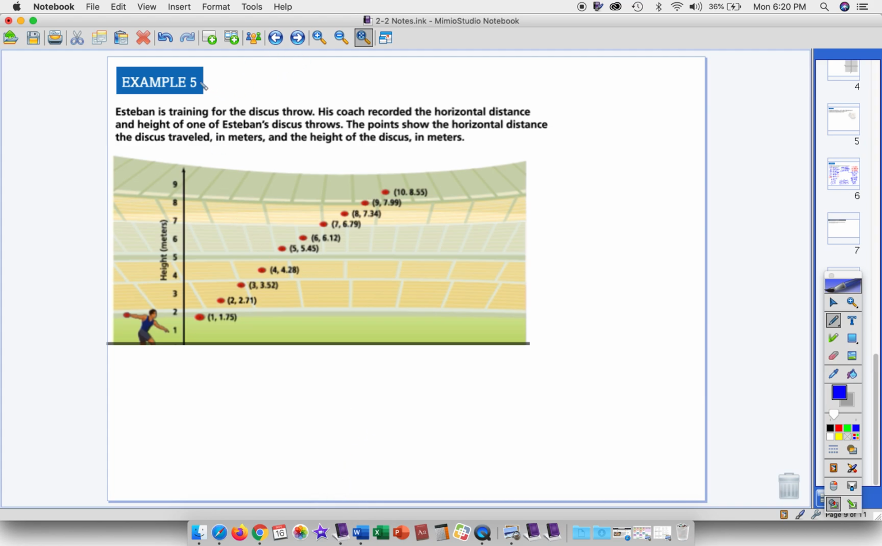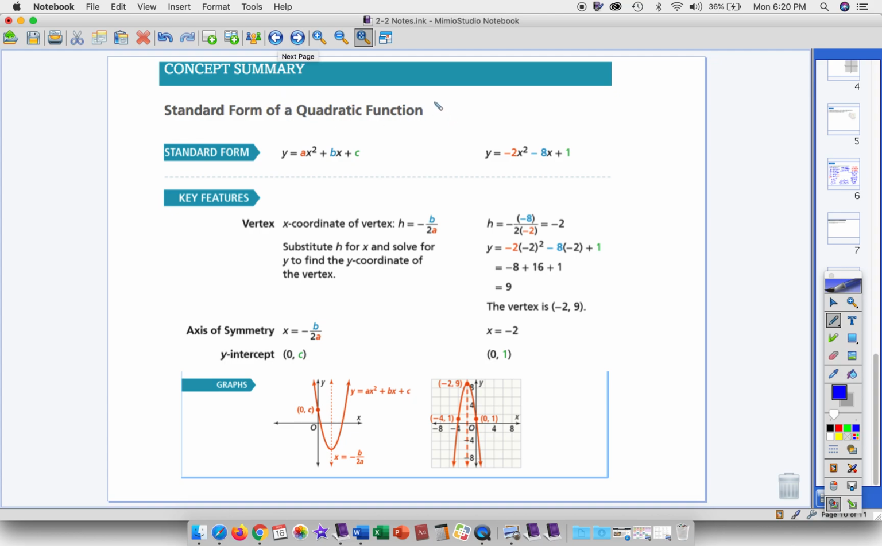Okay, so we'll go over more quadratic regression in class as well. So the concept summary: there's our standard form. Here's an example, a quadratic function. Remember, we find the vertex by doing negative b over 2a. Then we can substitute h for x and solve for y to get the y coordinate of the vertex. So we calculate that negative b over 2a, plug it in, we get our y value, which in this case makes the vertex negative 2, 9.